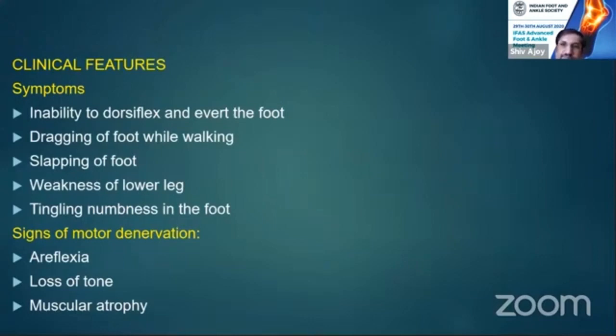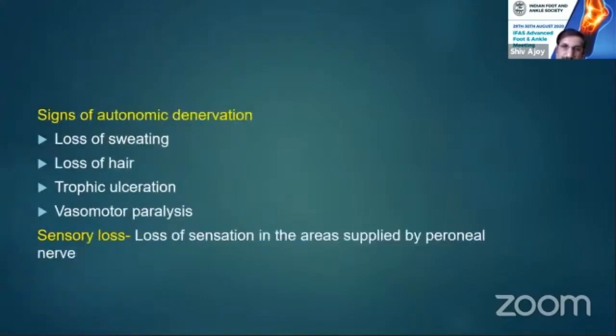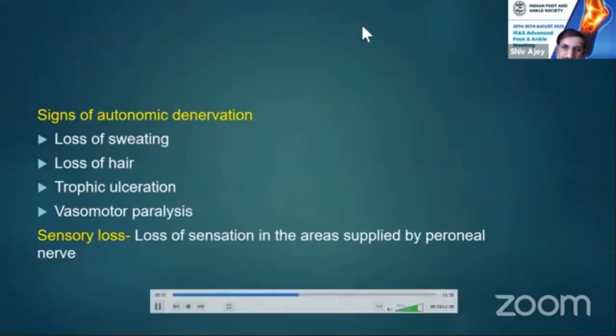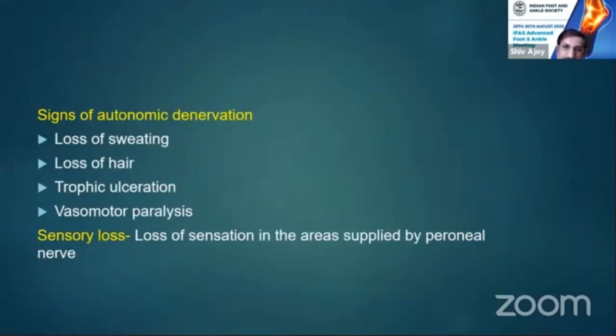He drags the foot while walking. He slaps the foot. There is weakness of the muscles. There may be some tingling and numbness. The signs of sweating, loss of hair, or in long-standing cases, you may get trophic ulcerations and vasomotor paralytic signs.